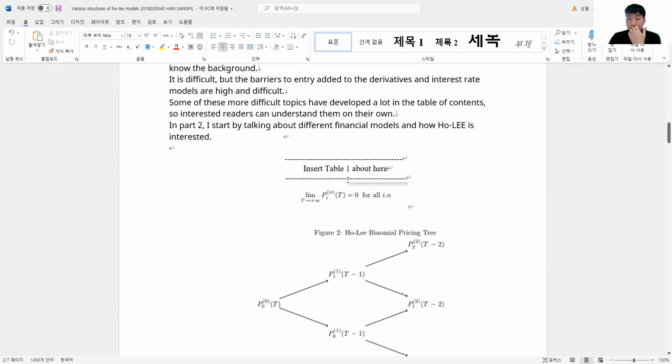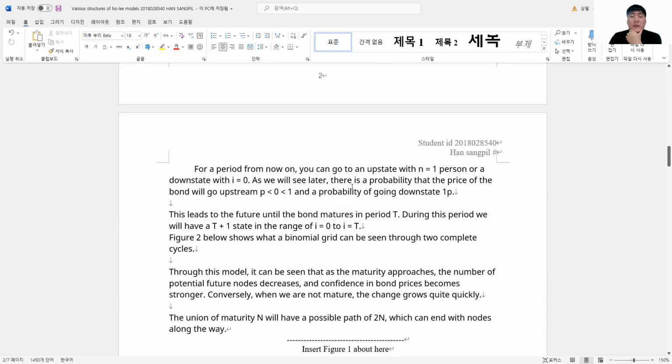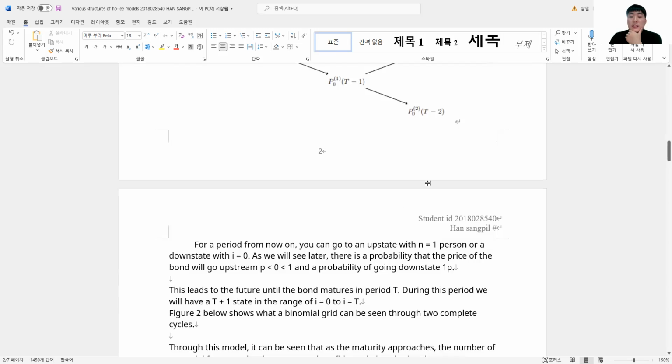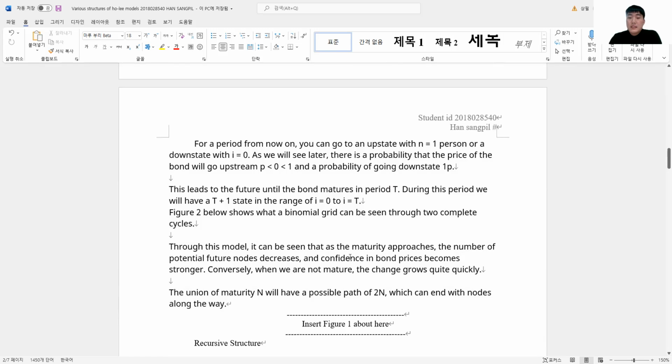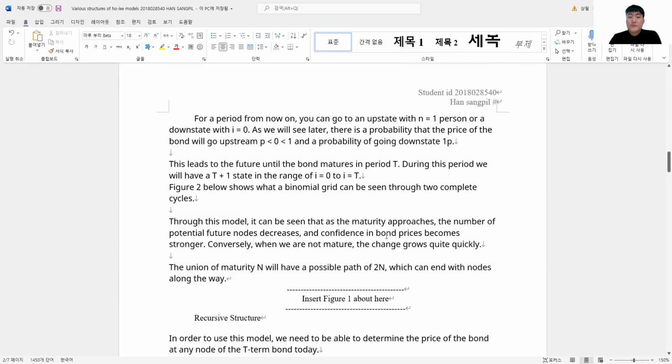First, the binomial table. For a period from now on, you can go to an upstate with i equal to 1 or a downstate with i equal to 0. As we will see later, there is a probability that the price of the bond will go up, P 0,1, and a probability of going to the down state. Throughout this model, it can be seen that as the maturity approaches, the number of potential future nodes decreases and confidence in the bond price becomes stronger.